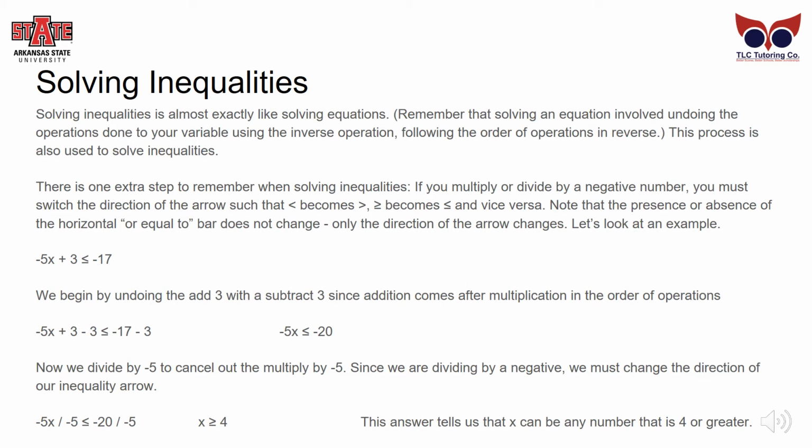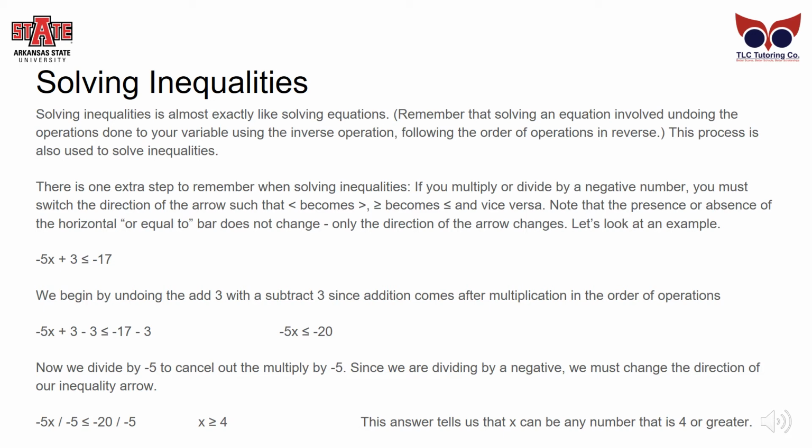There is one extra step to remember when solving inequalities. If you multiply or divide by a negative number, you must switch the direction of the arrow, such that greater than, less than, greater than or equal to, or less than or equal to becomes the opposite. Note that the presence or absence of the horizontal or equal to bar does not change. Only the direction of the inequality sign changes. Let's look at an example.